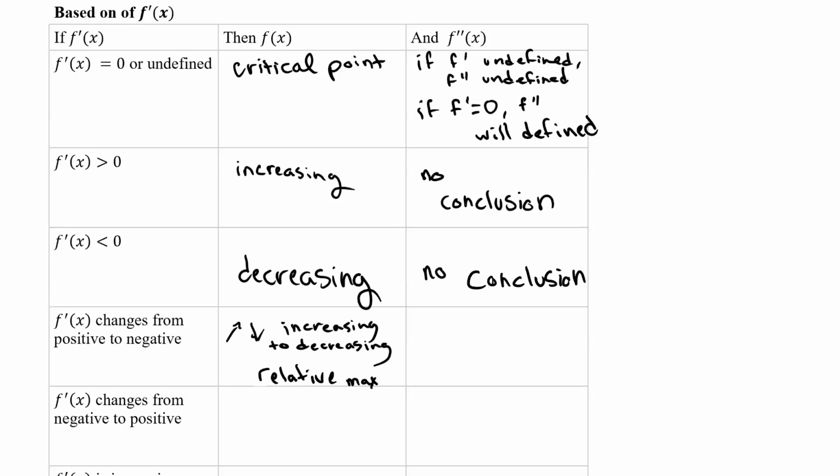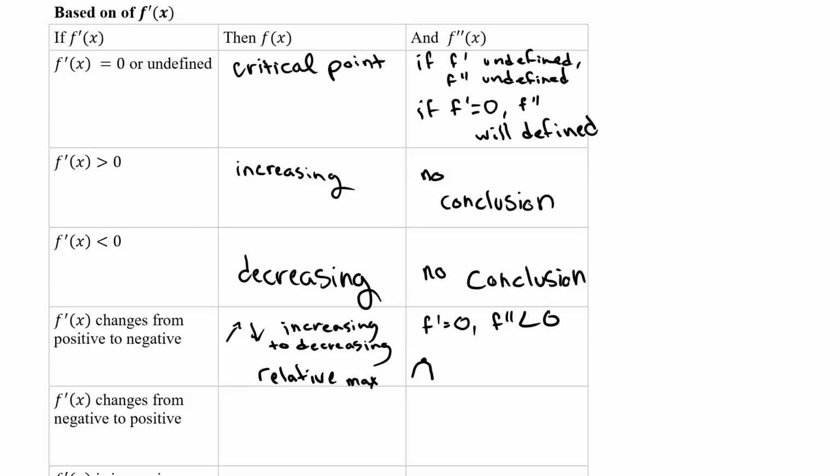And then at a relative max, f prime equal to 0, we know that our second derivative, at a relative max, is going to be concave down, right? So our second derivative has to be less than 0.